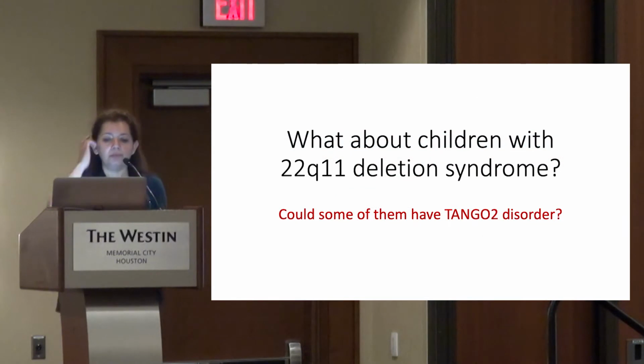So then that brings me to children with 22q11 deletion. Could they have TANGO2 disease? We do have families in our community with 22q11 deletion, children with DiGeorge syndrome who actually also have TANGO2 disease. So how does that happen?